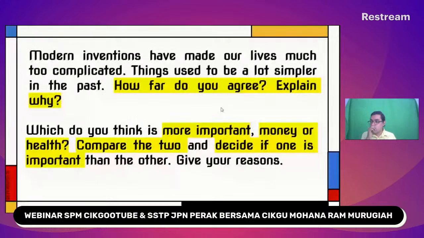For example, like this one. Look at the second one first. Which do you think is more important, money or health? This was last year's SPM question, the 2019 SPM question. Which one is more important? Money or health. Compare the two and decide if one is more important than the other. Give your reasons.